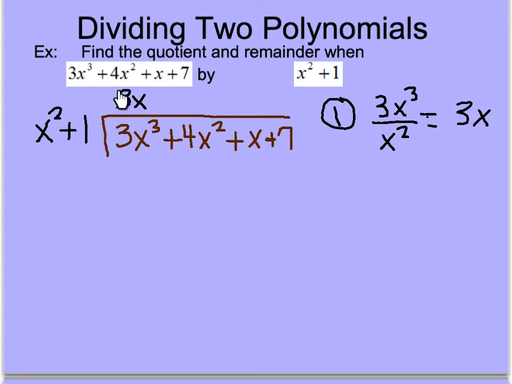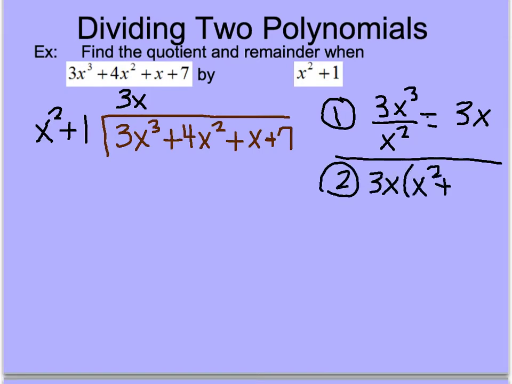The second step is to take that 3x that we just got and multiply it by the divisor. So step 2, we're going to do 3x times x squared plus 1. When we perform that multiplication, that gives us 3x to the third plus 3x. So all we did was take our answer from step 2 and write it here.